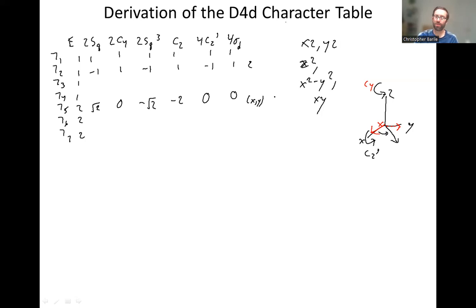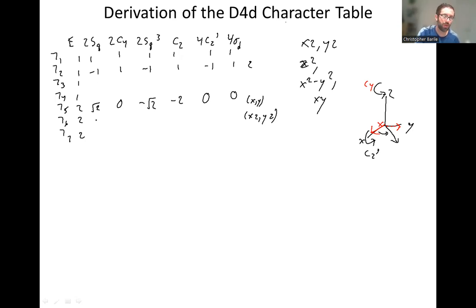Let's look at XZ or YZ. You can see that Z times X is XZ, and Y times Z is YZ. So what that tells you is that XZ and YZ have to transform together because X and Y did. And then you just multiply it out. So you go 1 times 2, right? You're doing gamma 2 times gamma 5. 1 times 2 equals 2. Yeah, there's two functions transforming together.